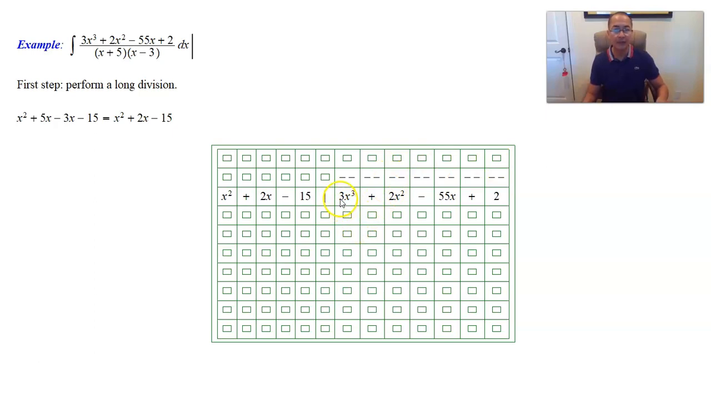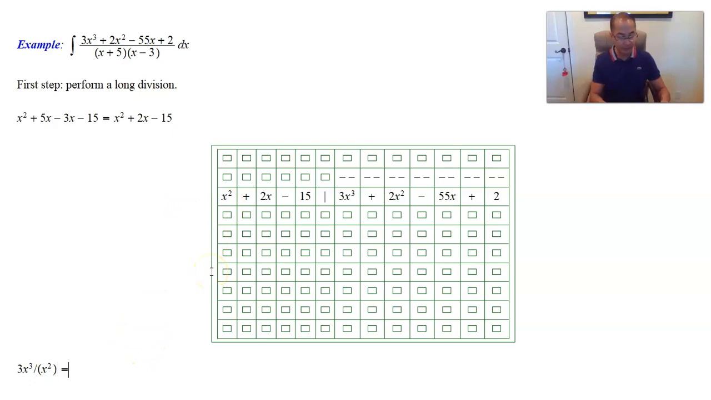Speaking of quotient, first quotient that we'll get, we're going to take 3x cubed and divide it by the highest term in the denominator. So we're taking the highest term in the numerator divided by the highest term in the denominator.